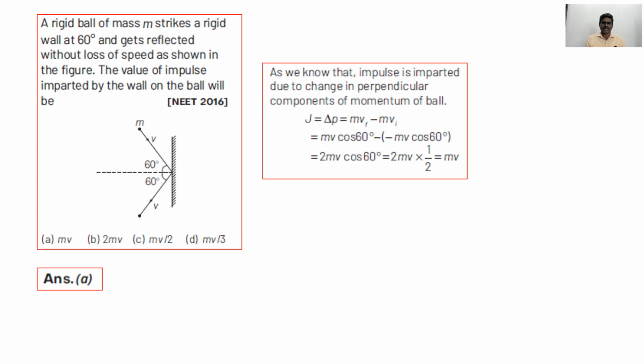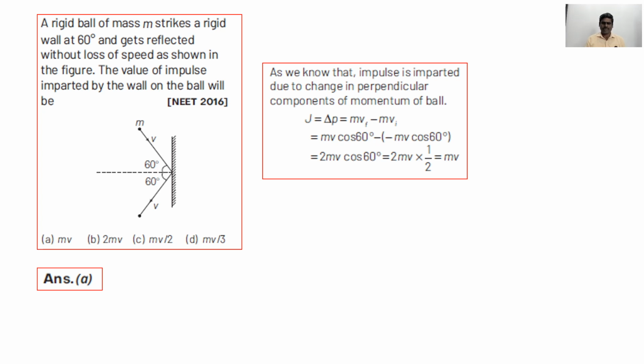And mv sin 60 acts along the wall, both are equal and in the same direction, so the net effect is they cancel each other. For mv cos 60, the initial and final components are the same magnitude, and therefore mv cos 60 minus minus mv cos 60, that is mv plus mv, 2mv cos 60. Cos 60 is 1 by 2, the 2 gets cancelled, equal to m into v.